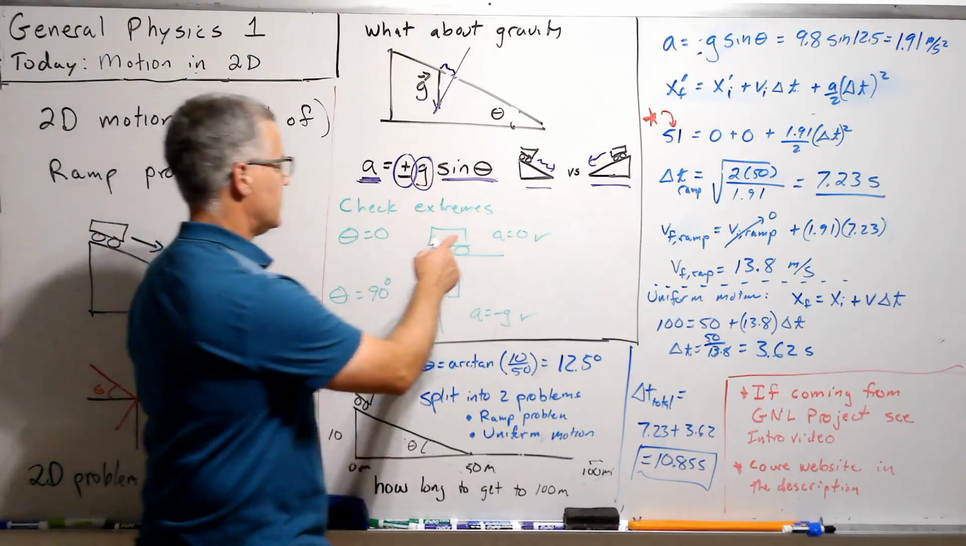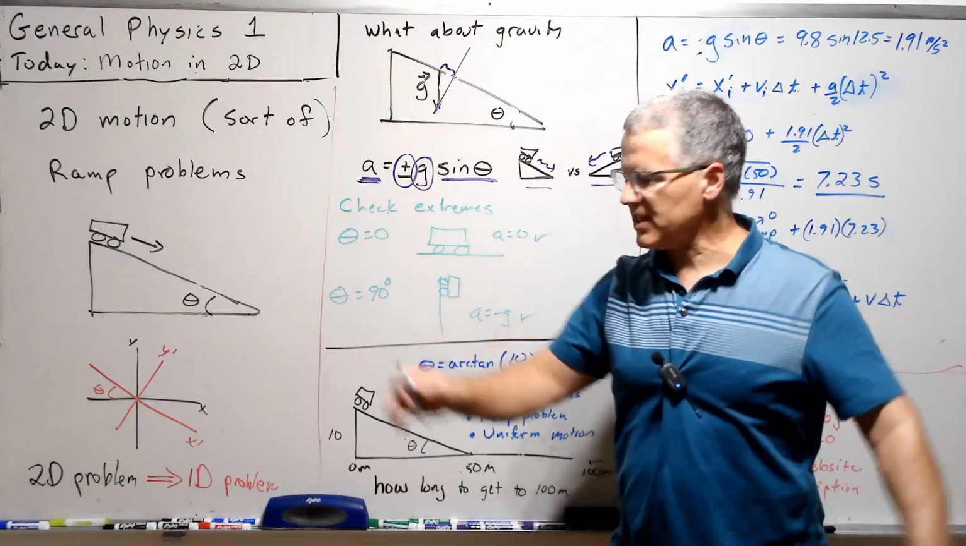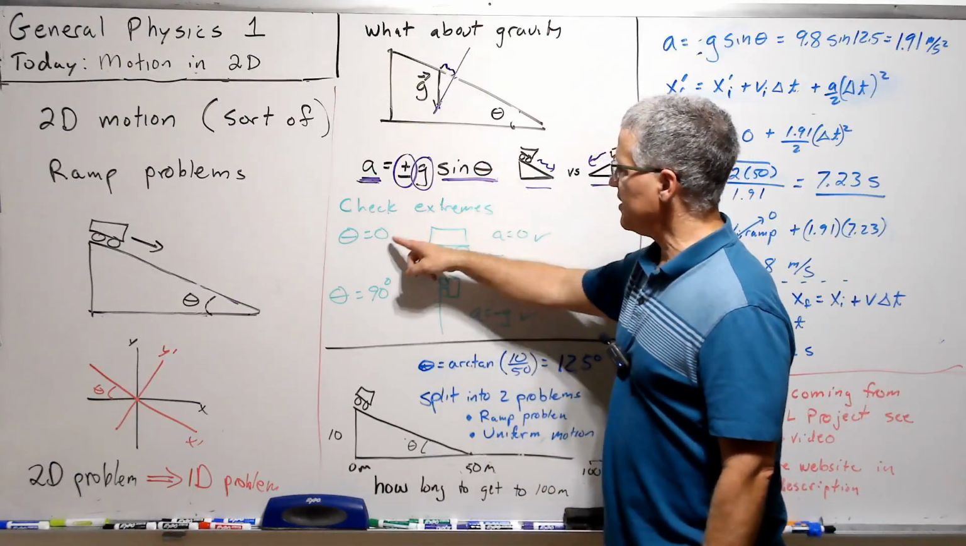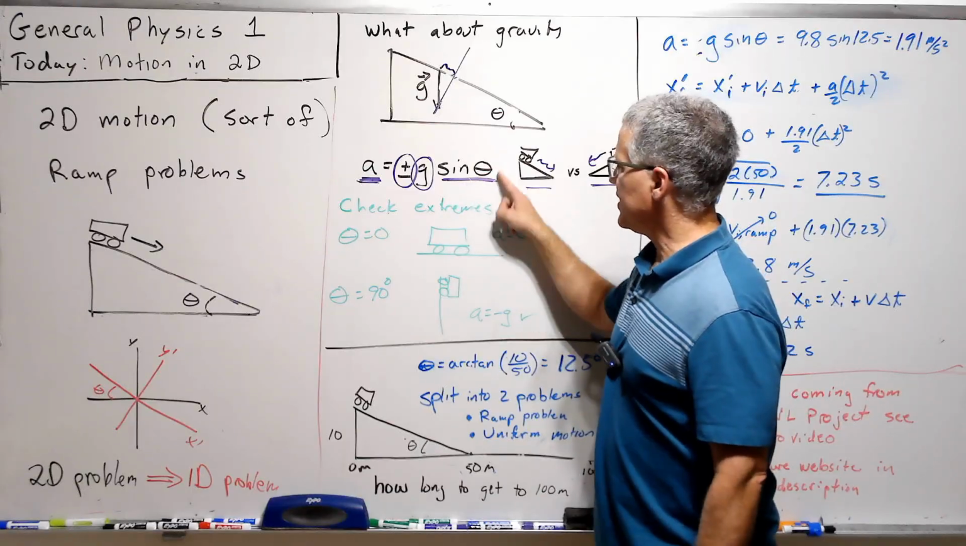Well, let's check our formula against these extremes. We said if we're perfectly flat, we see no acceleration. Perfectly flat means 0 degrees. We plug in 0 degrees into sine.